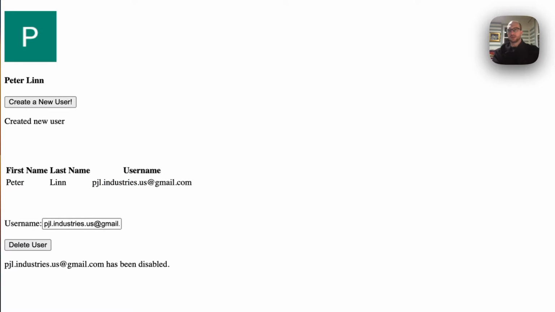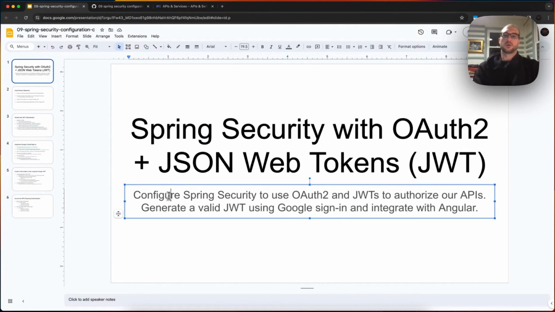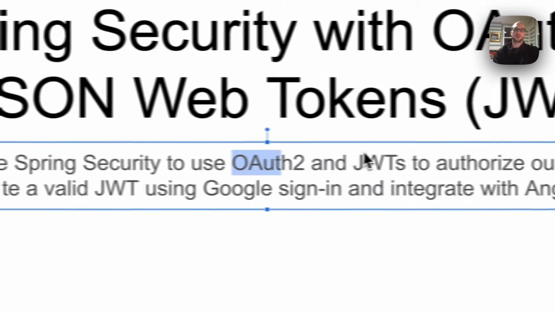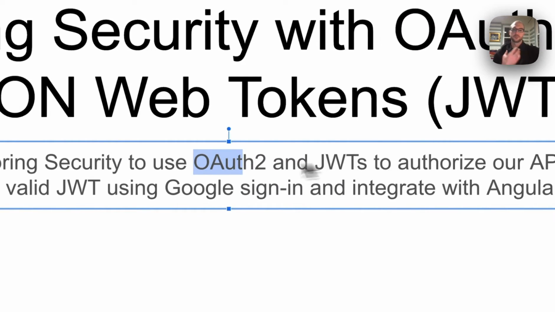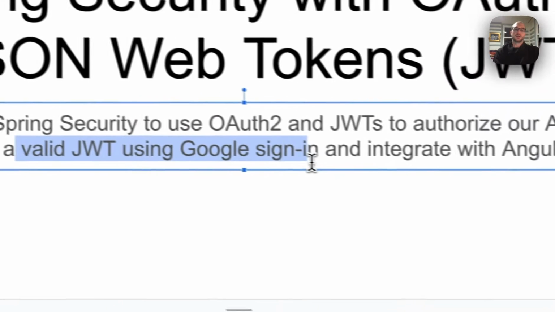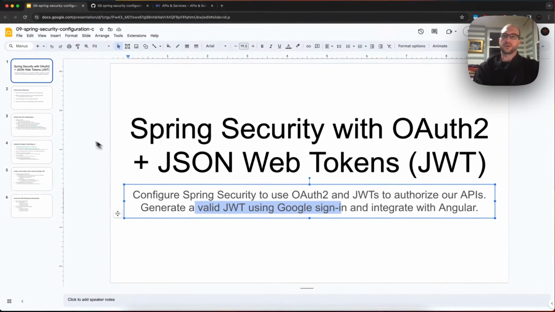So that's the demo. It's Spring Security, OAuth Authentication, OAuth2 with JSON Web Tokens. And what we're going to do is we configured Spring Security to use OAuth2 and JWTs to authorize our APIs. We generate a valid JWT token using Google Sign-In, and then we integrate that Google Sign-In button with Angular.